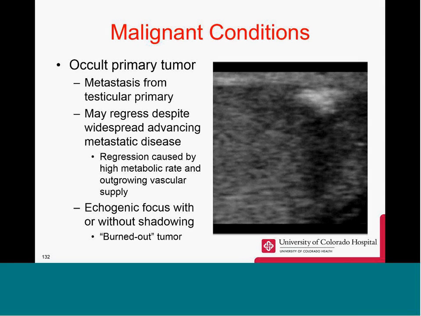And they may regress despite the rapid spreading advancement of the metastatic disease, so you won't always see a specific mass within the testicle. The regression is caused by high metabolic rate and outgrowing vascular supply. An echogenic focus with or without shadowing is indicative of a burnt-out tumor, although it's not specific, but strongly suggests the diagnosis. Here we can see on the right this echogenic area indicative of the burnt-out tumor.